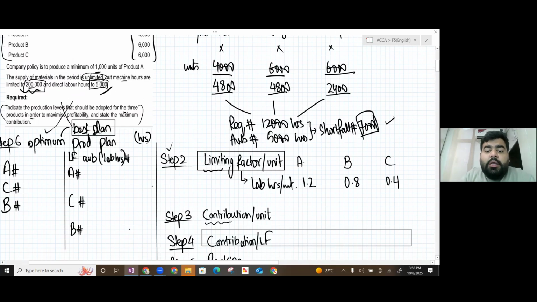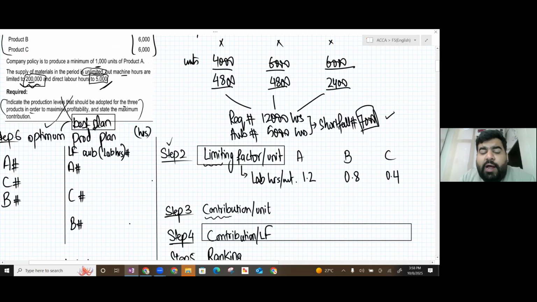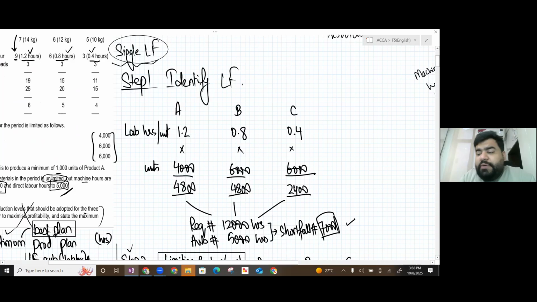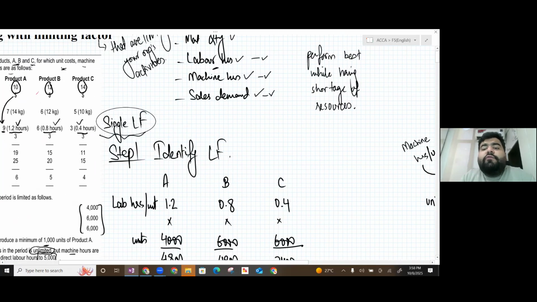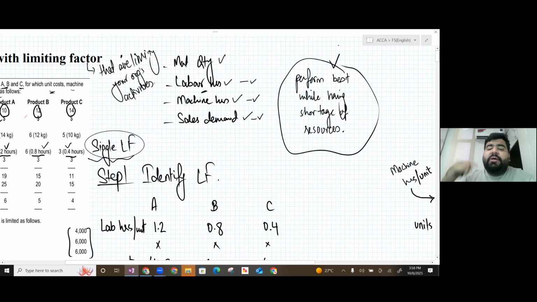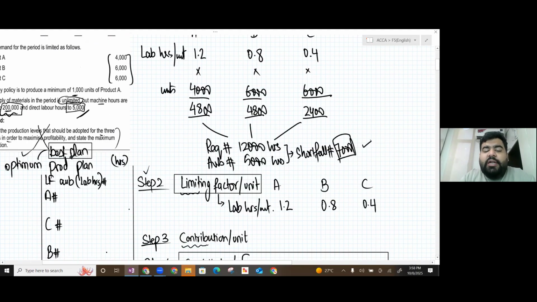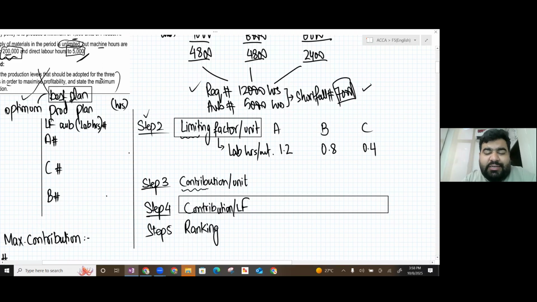Now the third step is contribution per unit. Okay, why are we doing this step? First, we have to identify the limiting factor. Actually, we have to perform best, like we have to generate the best contribution while having the shortage of resources. So that's why first we calculate the limiting factor, then we write step 2, limiting factor per unit, because we'll calculate the best contribution we can earn with this limiting factor, labor hours, a resource that is short in the business. With this shortage we have to earn the best contribution. For that we have to do these steps as a calculation. So the second step, limiting factor per unit, we have calculated.